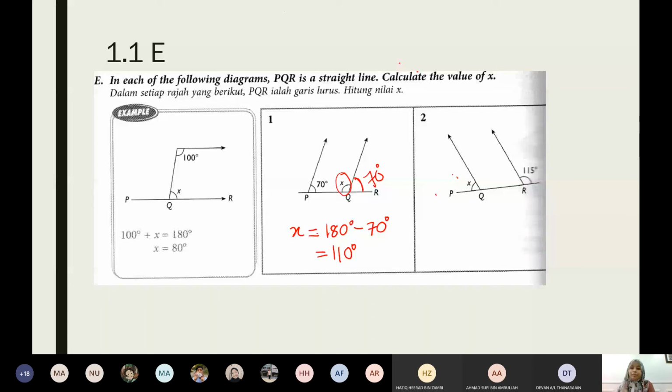Okay. So the same thing we can do for this diagram. So mungkin ada yang tak nampak angles kat situ adalah 115. So automatically what is the angles at Q? 115. Here, what is the angle here? 65.